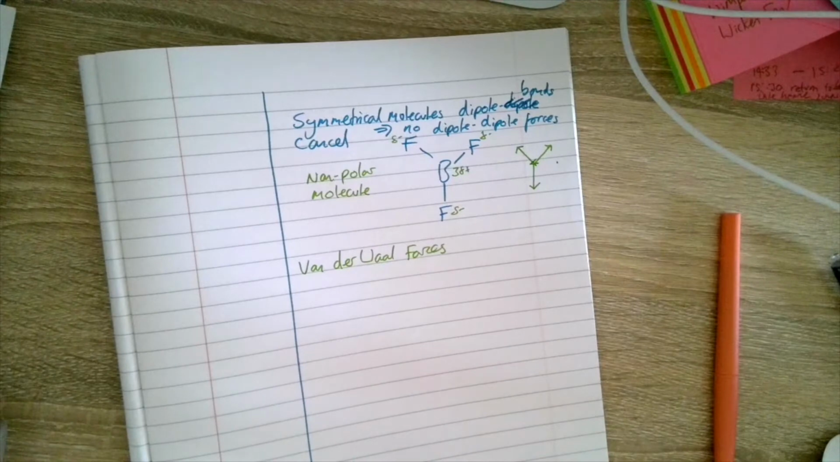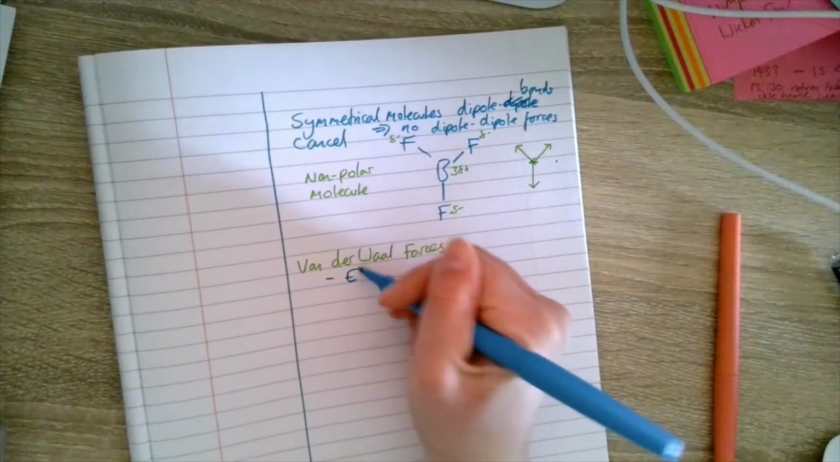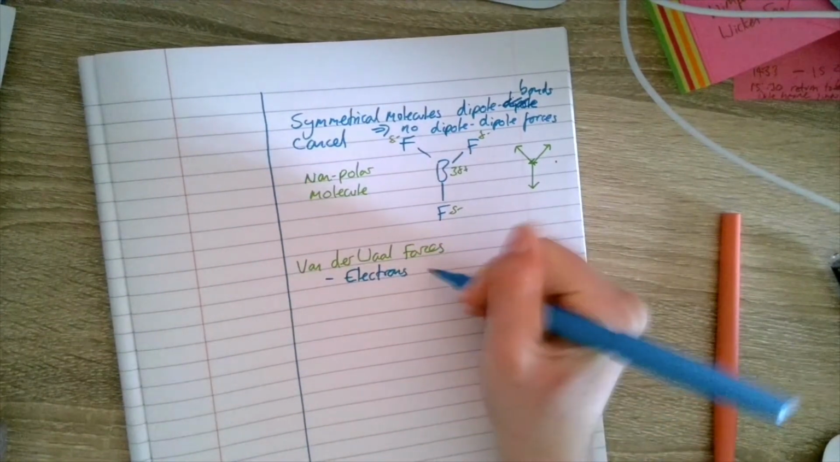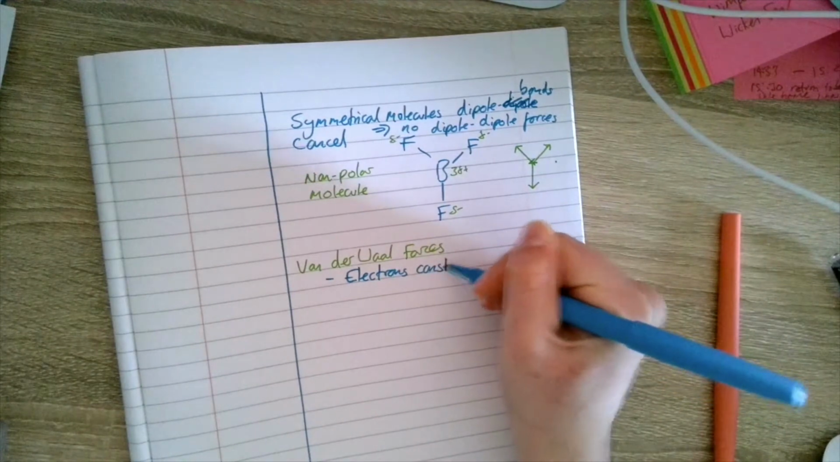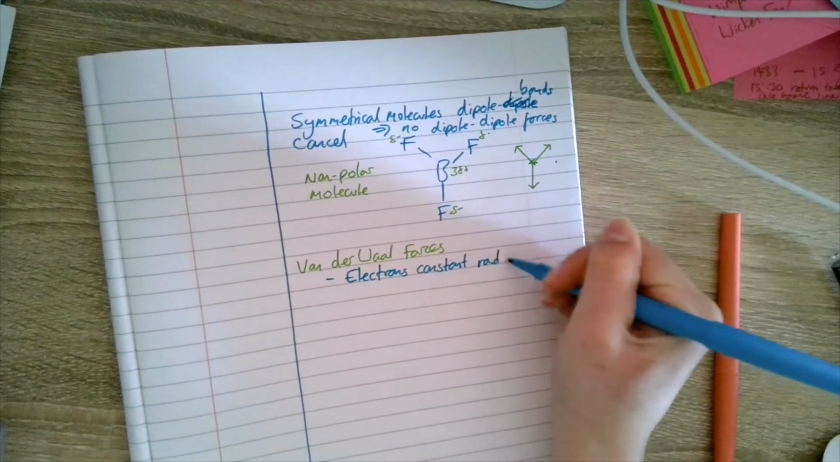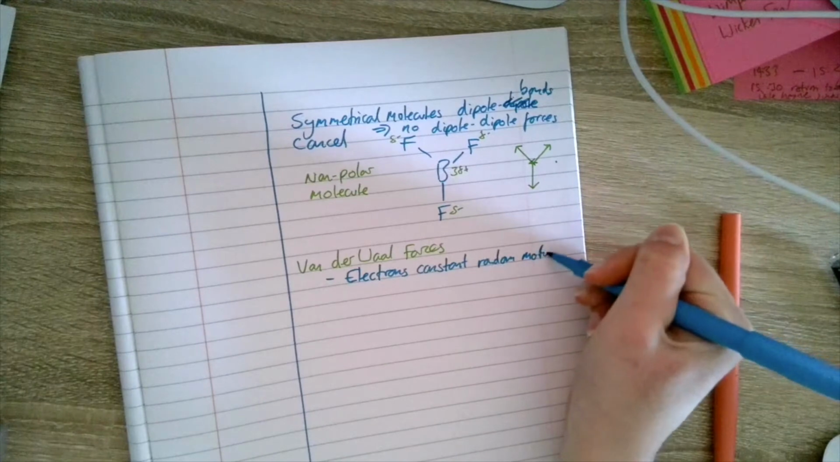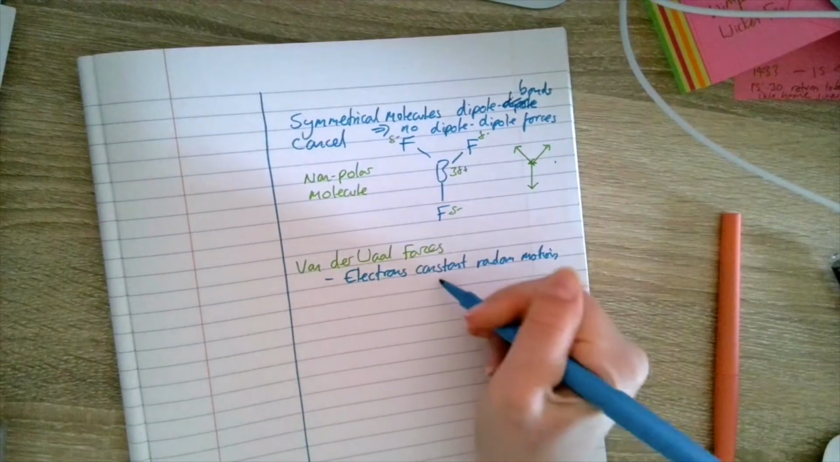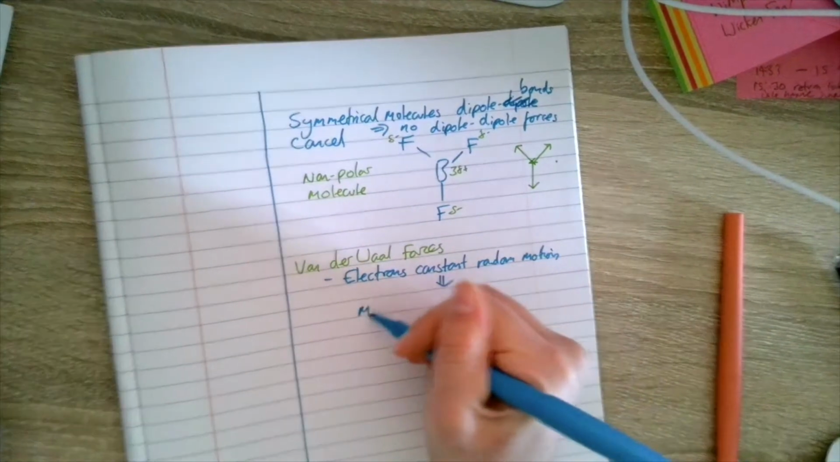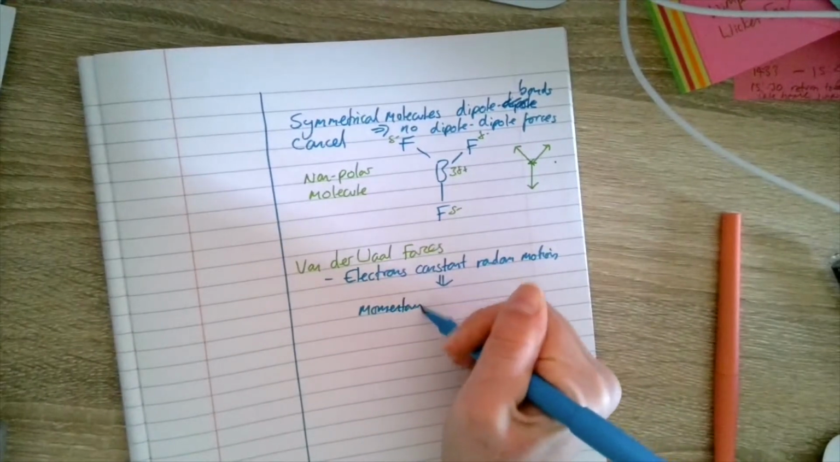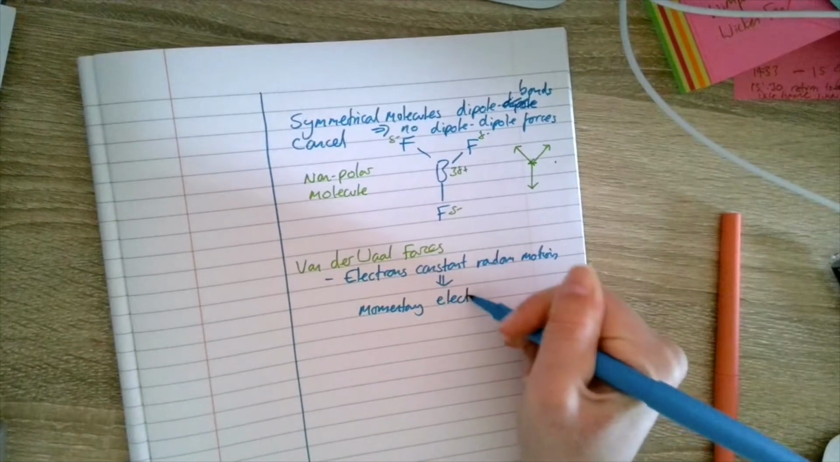So the first bit is about our electrons in constant random motion. So this then causes a momentary electron density imbalance.